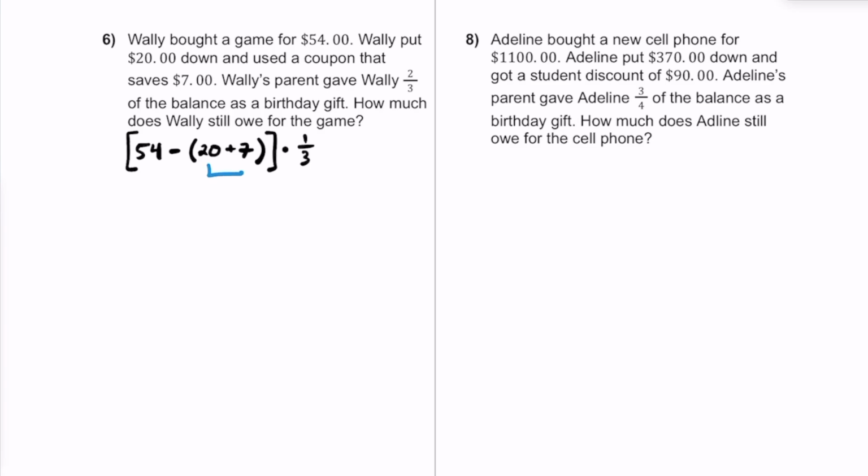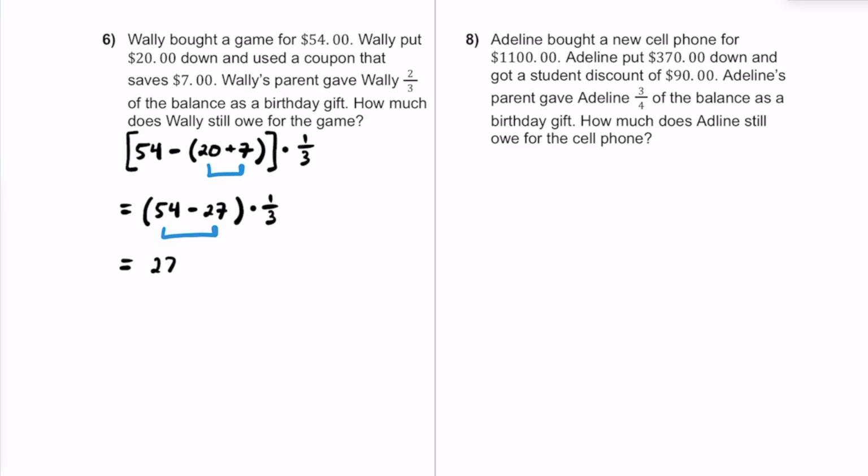Let's start with the inside grouping symbol here. So 20 plus 7 is going to be 27. I'm going to keep the parentheses and change the brackets to parentheses. So 54 minus 27. Again, that 27 is really what Wally's taking care of in the beginning, that $20 plus the coupon. After the coupon and what he paid, let's subtract to figure out the balance.